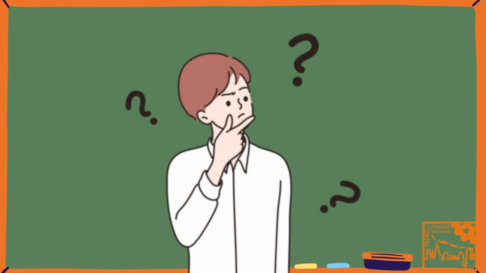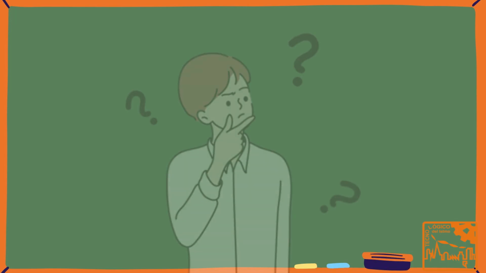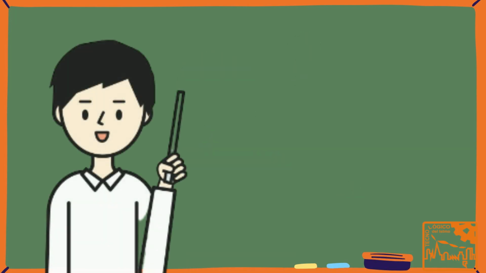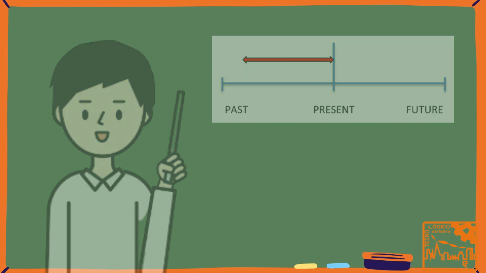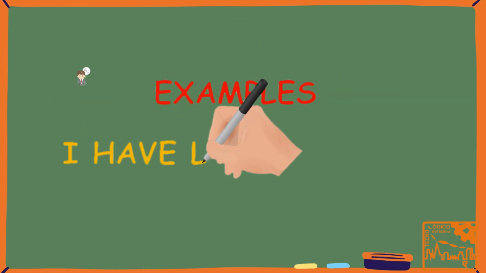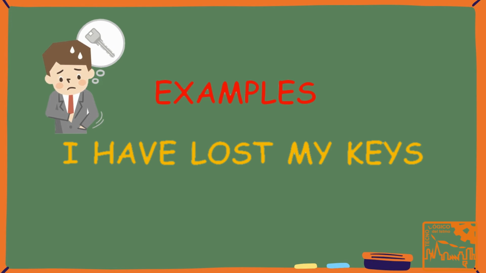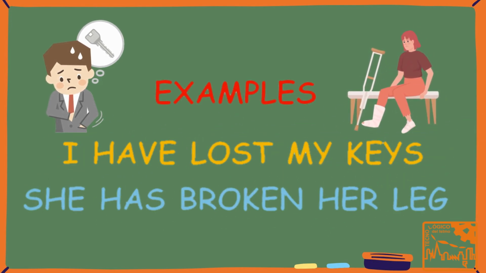Now, when do we use the present perfect? We use it to talk about actions that happened at some time in the past but are still connected to the present. For example, I have lost my keys. I still don't have them now. She has broken her leg. Her leg is still broken.